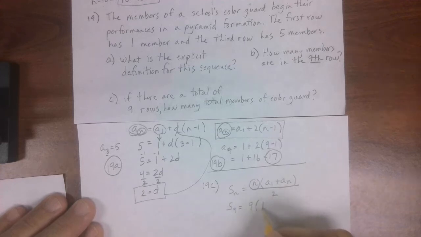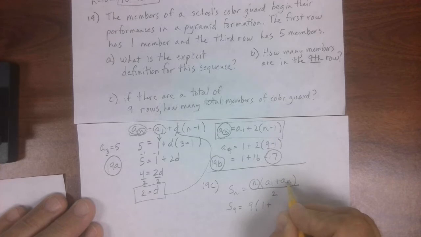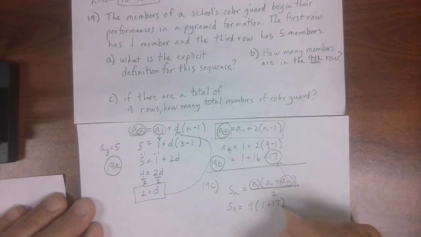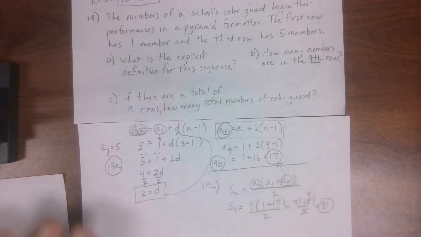And our first row has 1 in it. Our last row, that's what this represents. Our 9th row has 17 in it. Now we're going to divide that by 2. Careful with your math. 9 times 18 all over 2. I'm going to go ahead and divide 18 by 2. That's 9. 9 times 9, 81 members of the color guard.